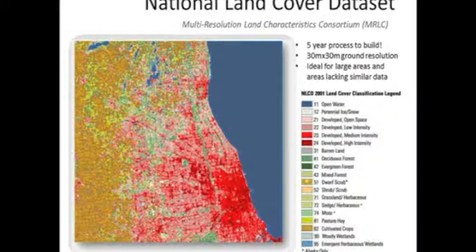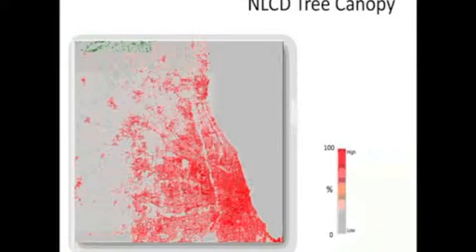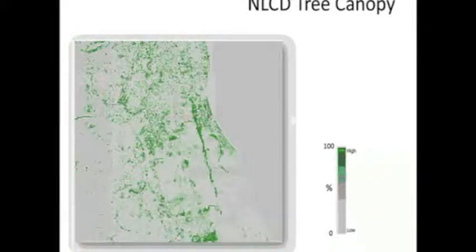The NLCD data is typically three products: the land cover data, which you can see here with the different classifications, an impervious surface, which is just a percentage, 0 to 100%, and a canopy percentage, same thing, 0 to 100%.